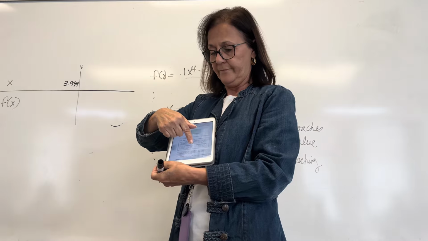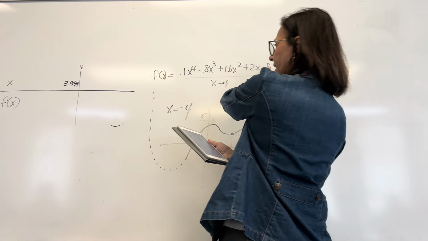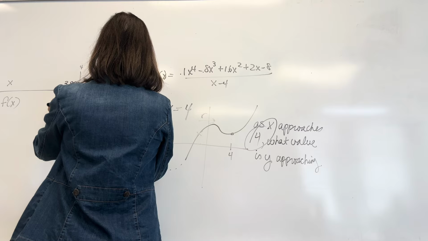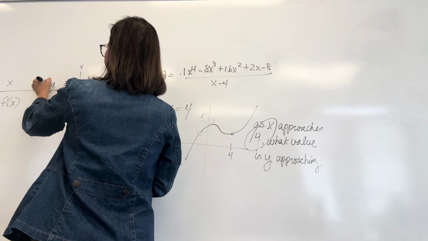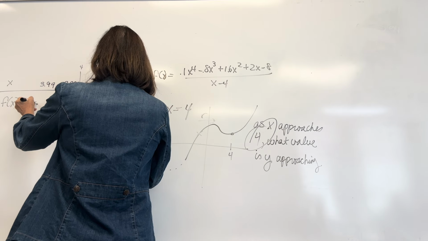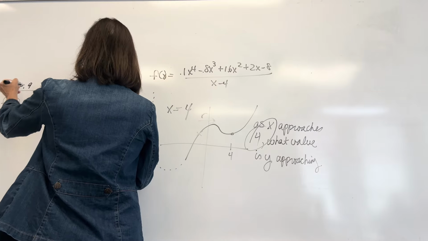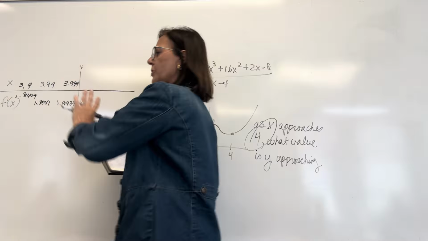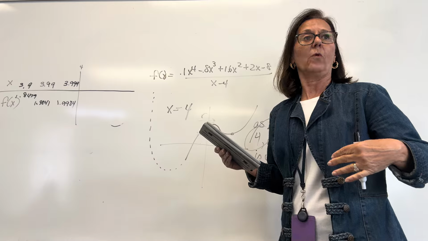Right here. And they plug in 3.999 for x, and they get the value of y is 1.9984. Then they go back down a little bit further, 3.99, and you get 1.9841. Then they go to 3.9, and you get 1.8479. So you go just below 4. And then you go just above 4.